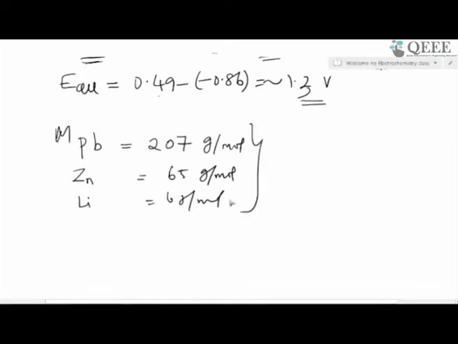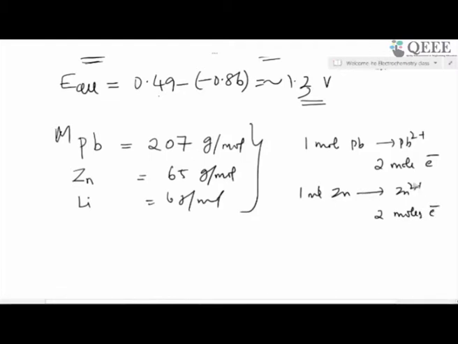So if you make a battery out of lead, 1 mole of lead going to lead 2 plus will give 2 moles of electrons, correct? Similarly, 1 mole of zinc going to zinc 2 plus will also give us 2 moles of electrons, because each zinc gives 2 electrons. And if I take lithium going to lithium plus, 1 mole of lithium gives 1 mole of electron. But in terms of charge, if I have 2 moles of lithium, then it will give 2 moles of electrons. So in terms of charge, all these reactions are giving the same amount of charge.